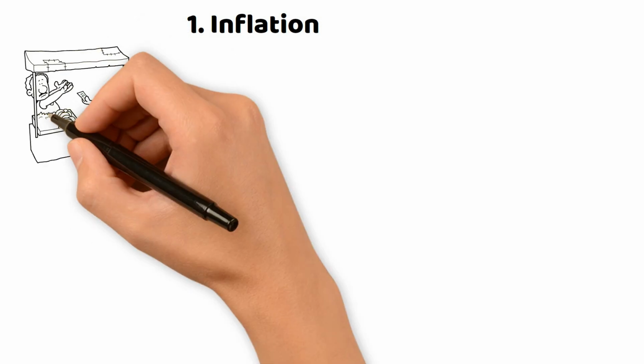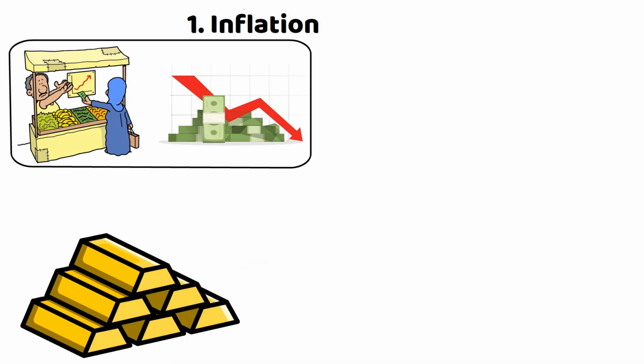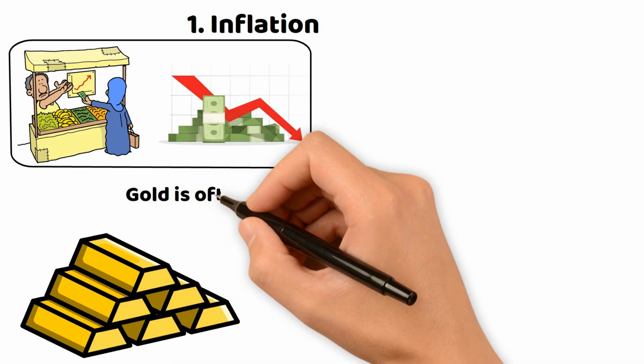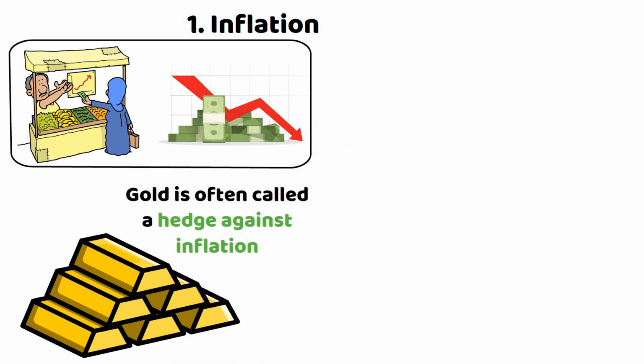1. Inflation. When the cost of everyday goods rises, the value of money decreases. During these times, many investors turn to gold to help protect their purchasing power. That's why gold is often called a hedge against inflation.